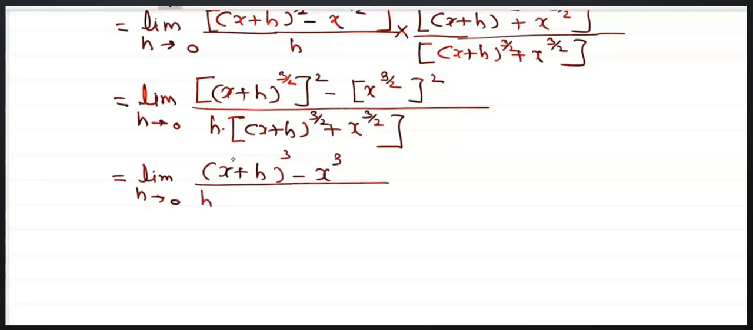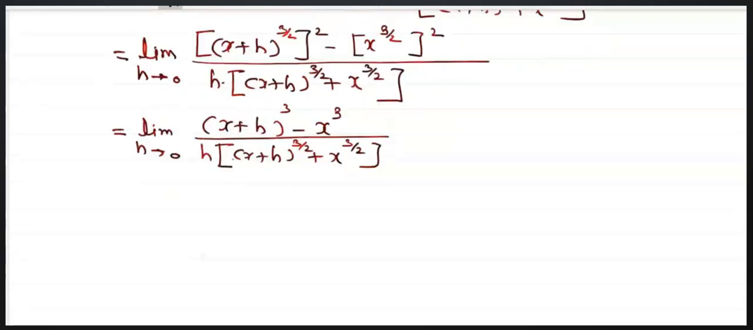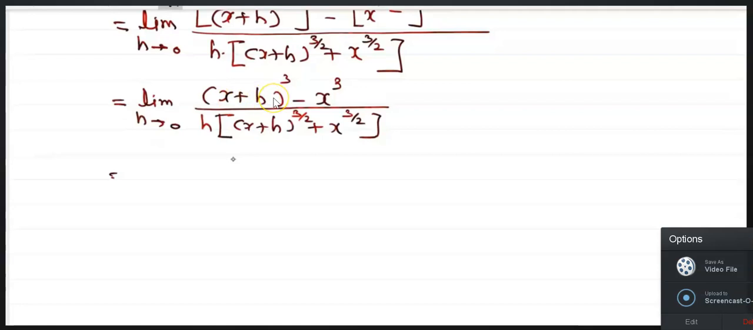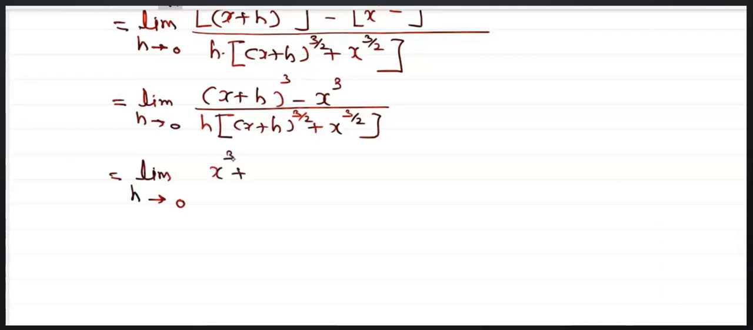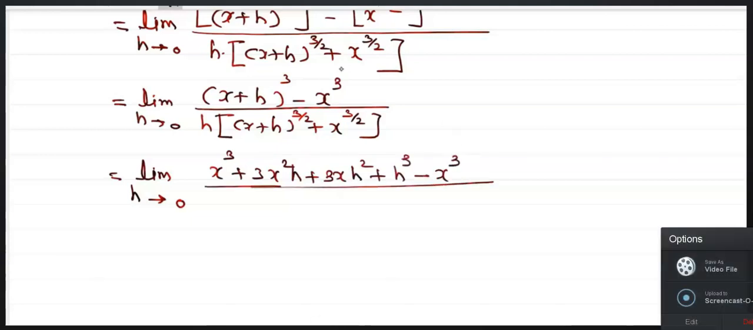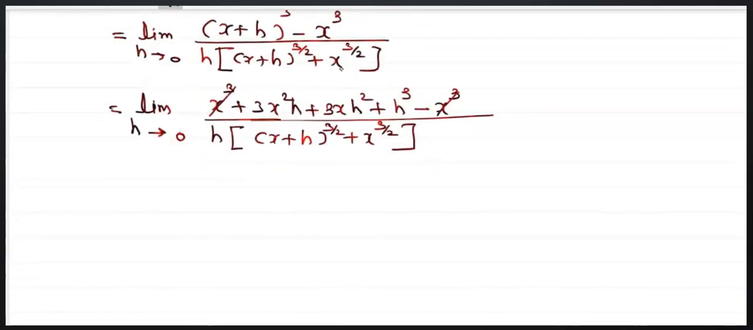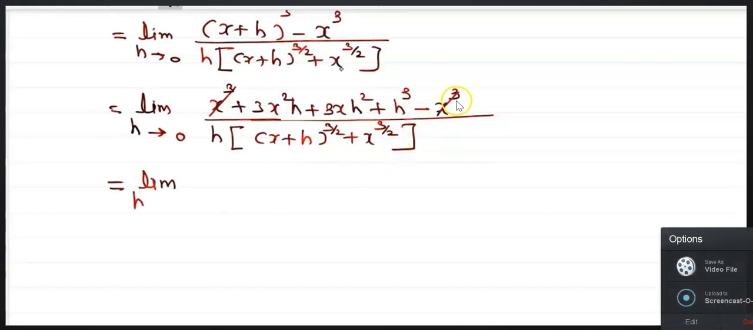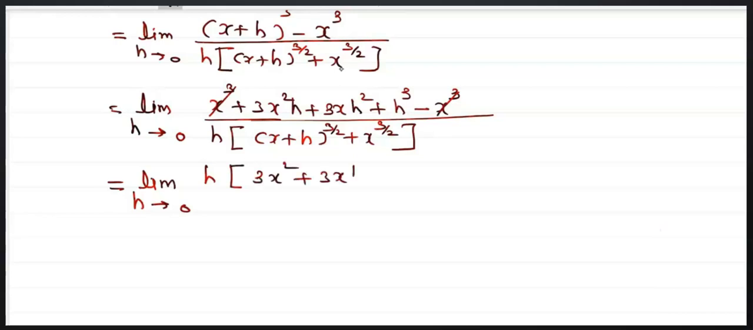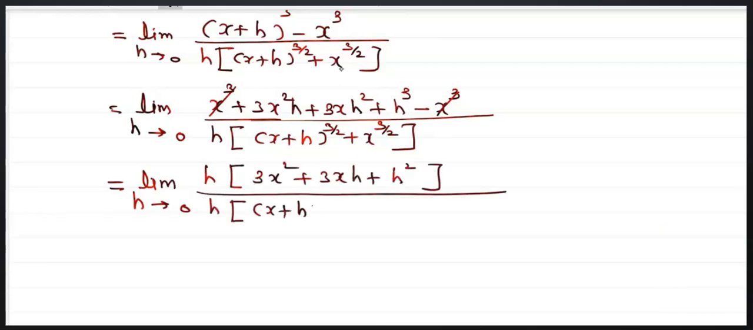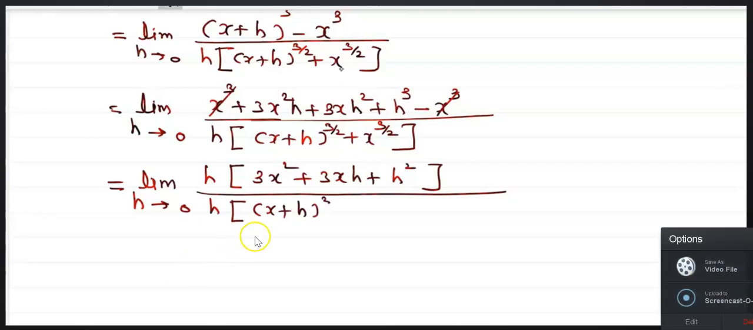Now expand this, (x plus h) cube. After the expansion, that is x cube plus 3x square h plus 3xh square plus h cube minus x cube, upon h into ((x plus h) raised to 3 by 2 plus x raised to 3 by 2). Now take h as common, then you will get 3x square plus 3xh plus h square upon h into ((x plus h) raised to 3 by 2 plus x raised to 3 by 2).